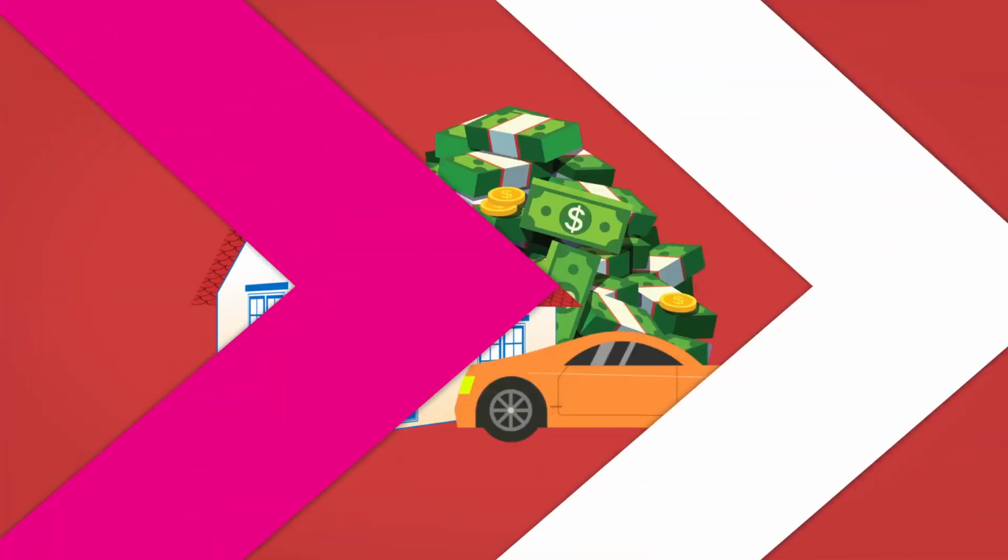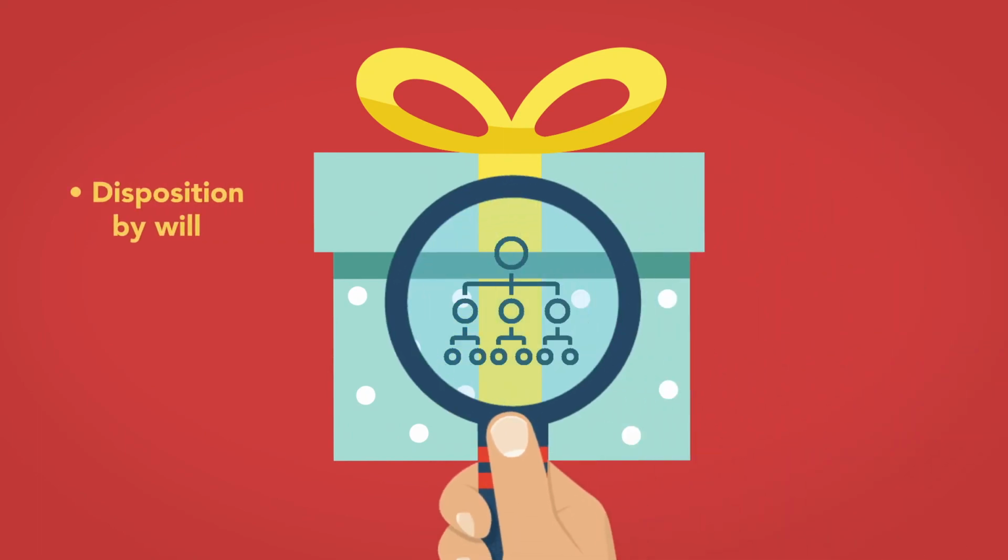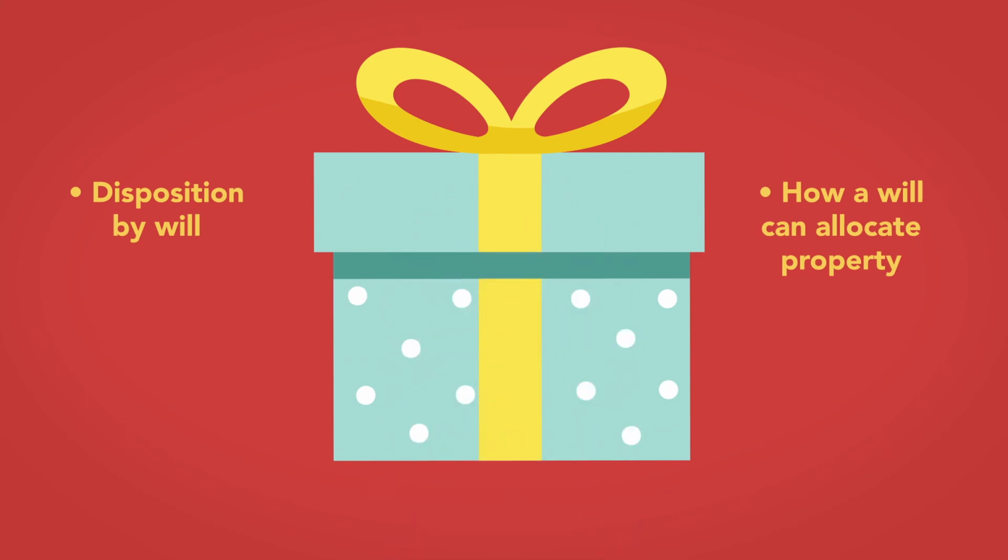In our next module, we'll look at discussions of property and property gifts, focusing on what property is subject to disposition by will and how a will can allocate property. We'll also look at what happens when gifts and wills do not work out for various reasons.